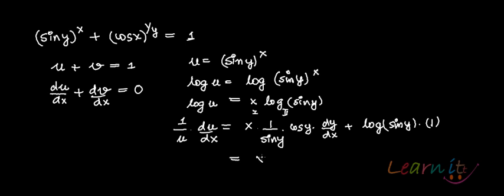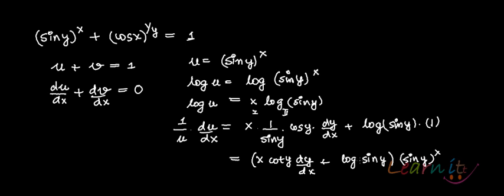So what you will have is x cos y upon sin y is cot y into dy by dx plus log of sin y into u. In place of u, what you can write? Sin y to the power x. This is what you can write. This is du by dx.